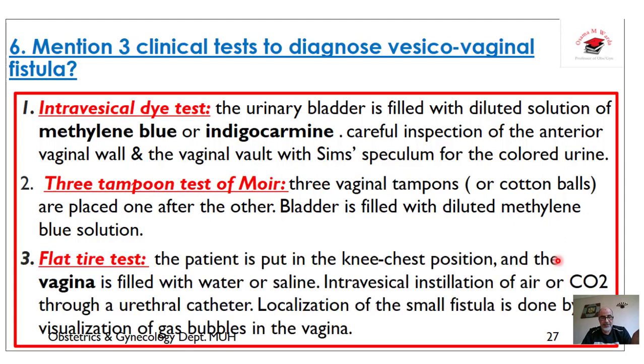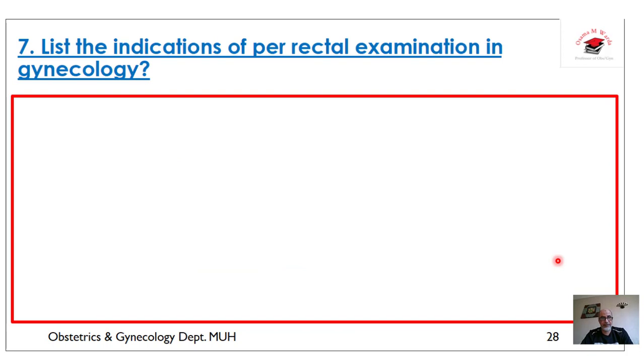A flat tire test. The patient is put in the knee-chest position and the vagina is filled with water or saline. Intravesical instillation of carbon dioxide or air through a urethral catheter. Localization of a small fistula is done by visualization of gas bubbles in the vagina.